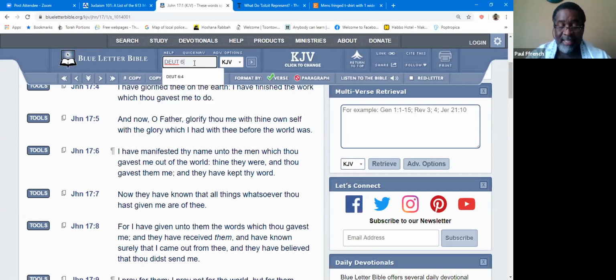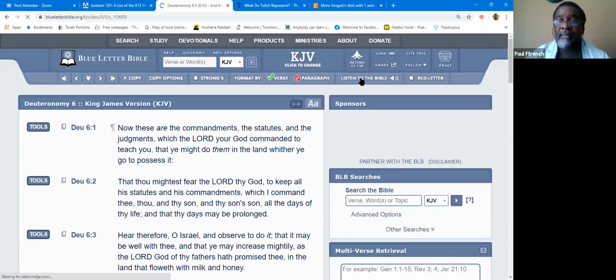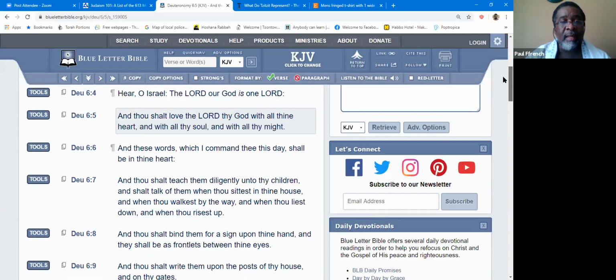Deuteronomy 6 and verse 5. And we're going to compare that to... okay, so it says, "Hear, O Israel, the Lord our God is one Lord, and thou shalt love the Lord thy God with all thy heart and with all thy soul and with all thy might." So they would say, next command is, you shall love God. Not only should we believe in him and believe in his unity, we should also show love to him. And we know how we show love, right? How do we show love?